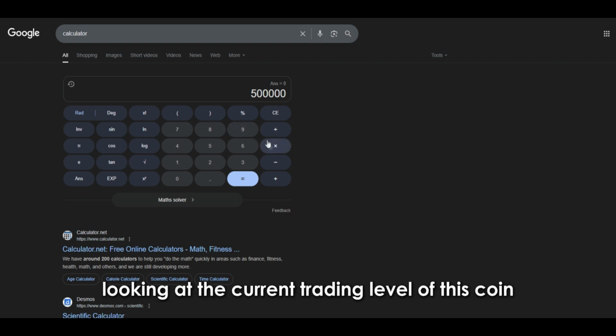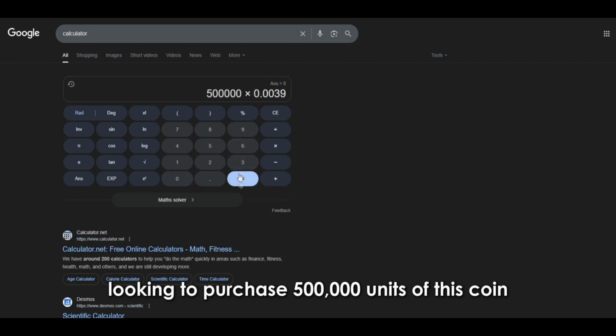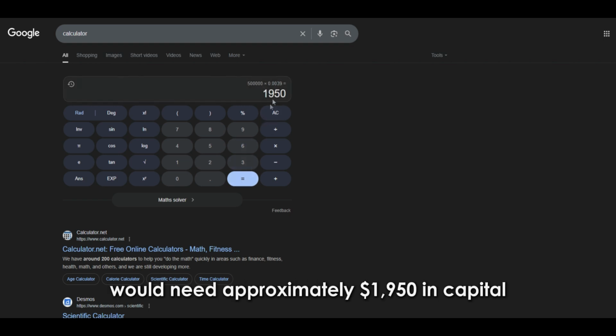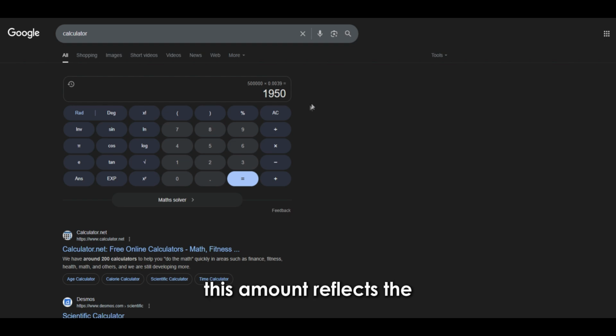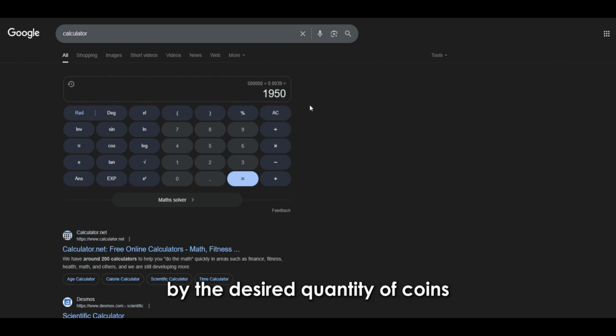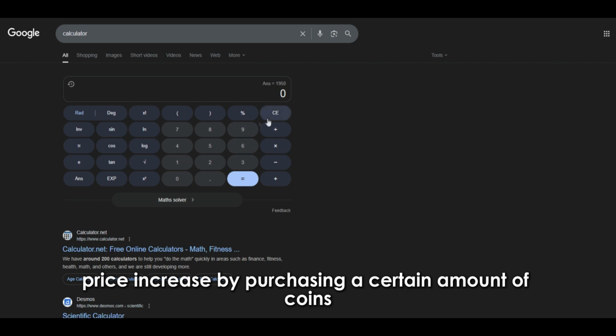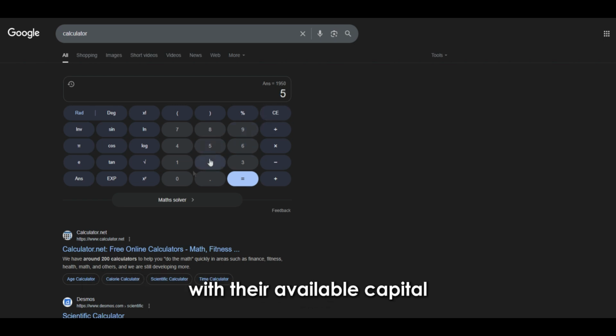Looking at the current trading level of this coin, namely 0.00039, it is clearly seen that an investor looking to purchase 500,000 units of this coin would need approximately $1,950 in capital. This amount reflects the total cost obtained by multiplying the current price by the desired quantity of coins. At this point, the investor evaluates whether they can profit from a potential price increase by purchasing a certain amount of coins with their available capital.